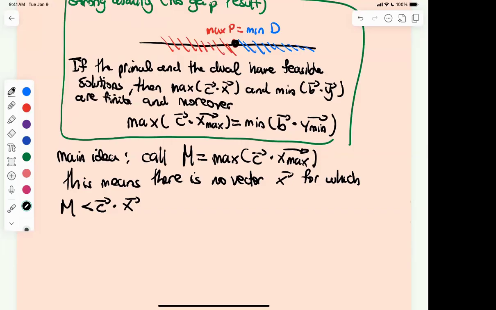Is that making sense? Because if there were a vector with that property, then the max actually wasn't the max. That's what it means to be the max. You cannot find anything higher above it. Okay? That's plausible. So I'll just make M the ceiling for these dot products. That's what this is saying.